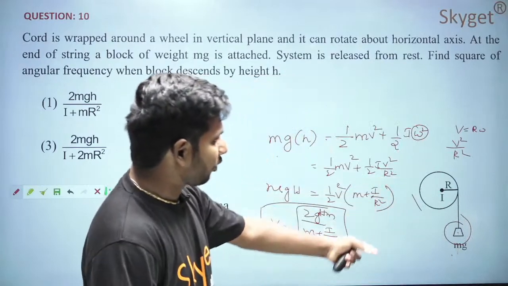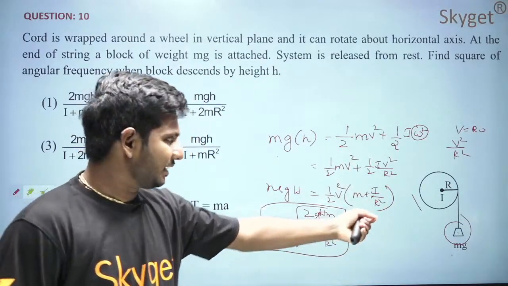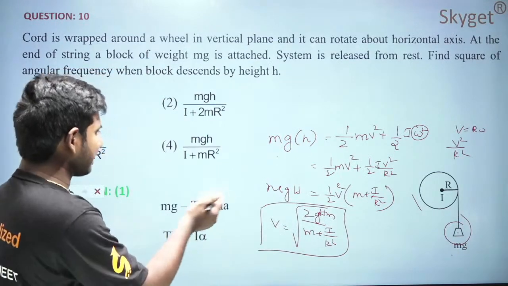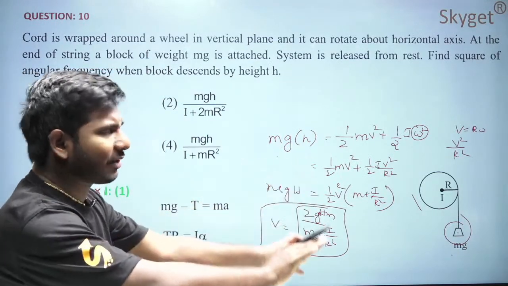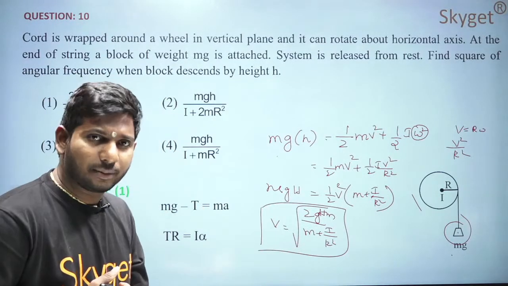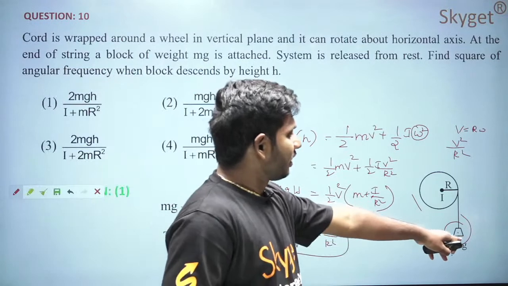Just conversion of potential energy into rotational kinetic energy plus translational kinetic energy of the block. Students, that is as simple as it gets. You don't need to solve any other equations if you go by the energy method. Yes, you can also solve it in another method by using force equations.